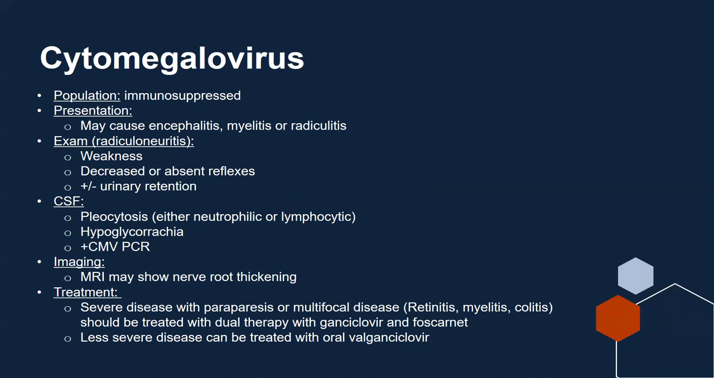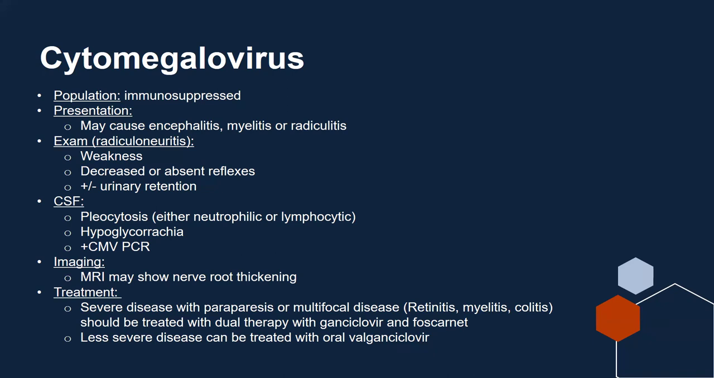Similar to Lyme disease, MRI may show nerve root thickening, but it may not be particularly useful if it's normal. Treatment is targeted based on the severity of the disease. So patients that have multisystemic involvement of CMV, including retinitis, myelitis, colitis, are treated with dual therapy with ganciclovir and foscarnet. And patients with less severe disease, not involving multisystem problems, are treated with oral valganciclovir.